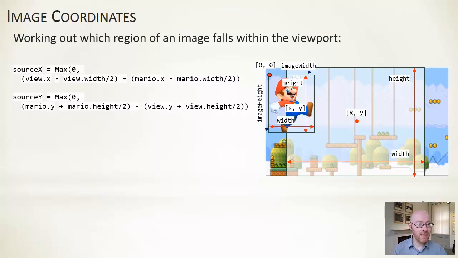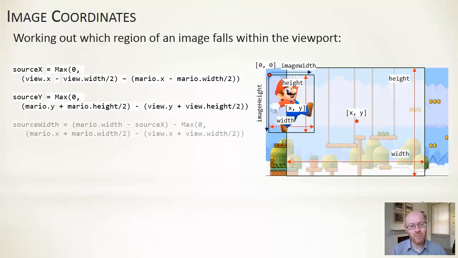Given x and y, the next thing we need to work out is the width and the height. This is ever so slightly more complicated, but not really. If you have a look at the piece of code that we have here, we've got, first of all, Mario width minus source x, and we're taking away from that another variable that looks like a very similar calculation to the one above. Now, our source width is how much of Mario, how much of the image we're going to draw across, how much of Mario actually falls within it.